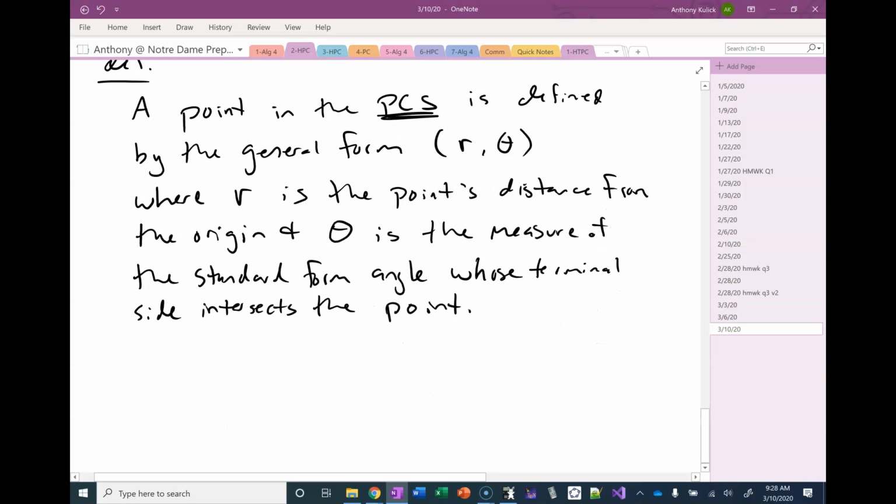So, what does the polar coordinate system look like when you look at it? Let's take one pass.